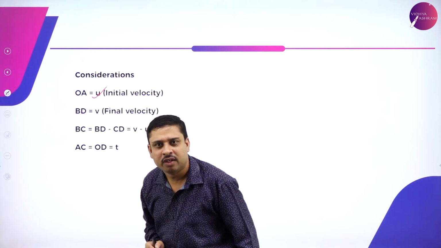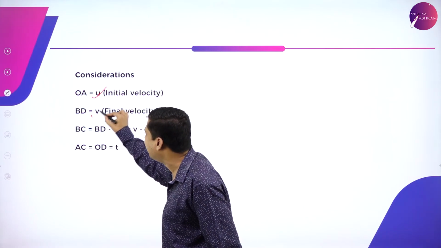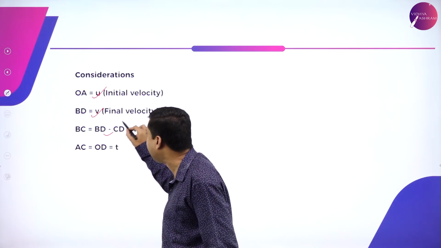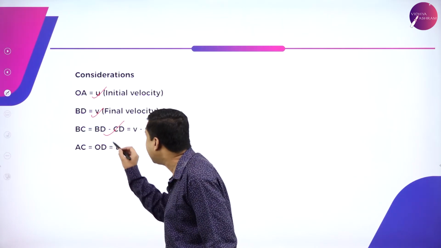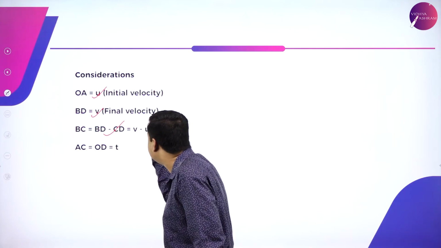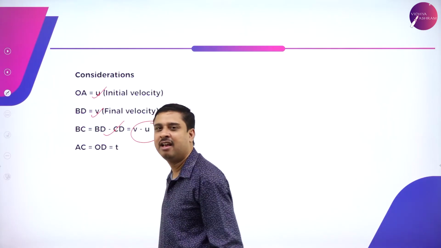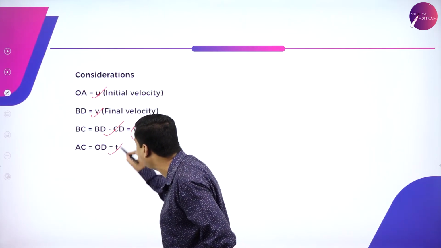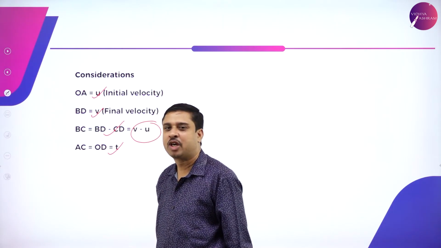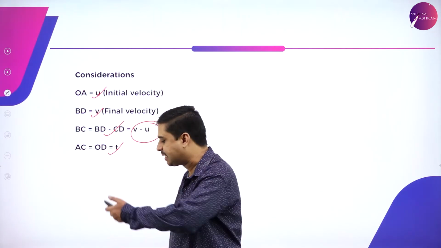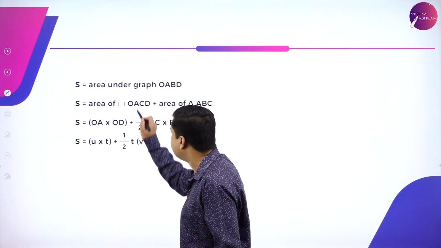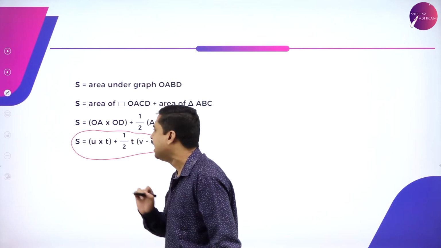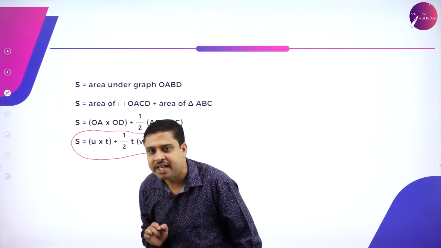OA is U, the initial velocity. BD is V, the final velocity. BC is BD minus CD, which is V minus U. AC equals OD equals T. The same steps, whatever I have followed for the displacement equation.